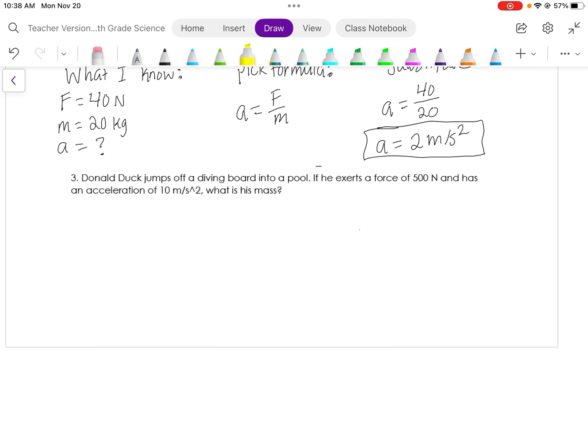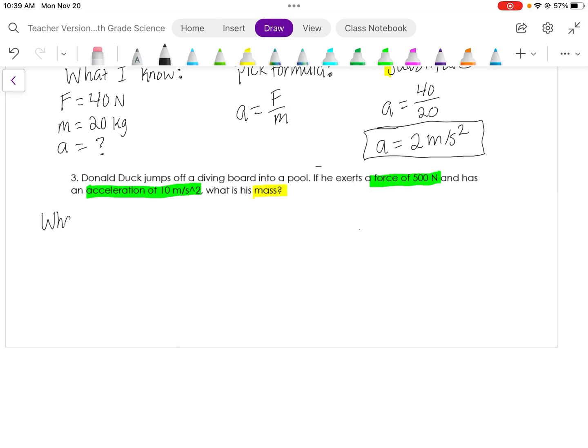Donald Duck. So Donald Duck jumps off a diving board into a pool. If he exerts a force of 500 newtons, and again, I need to make this green because that's what we know. Force of 500 newtons and has an acceleration of 10 meters per second squared. What is his mass is what we are trying to find out. So we're looking for mass.